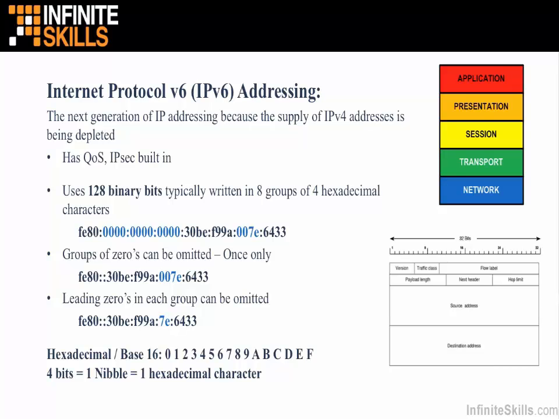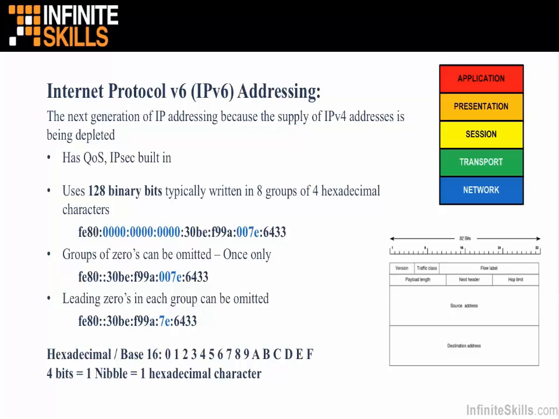Further, in each of these sections, we can omit the leading zeros. So as we see, this one section has 007E. Well, if we look down towards the bottom, we see that we can actually even throw away those leading zeros, and that section simply has the 7E.